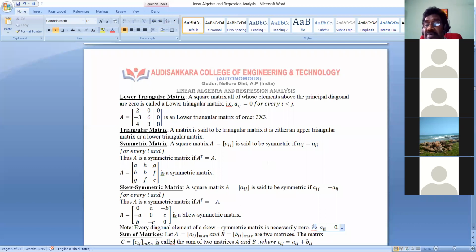The existence of multiplication of two matrices. What are the conditions for the existence of multiplication of two matrices? Anyone from the class? It should be a square matrix, sir.